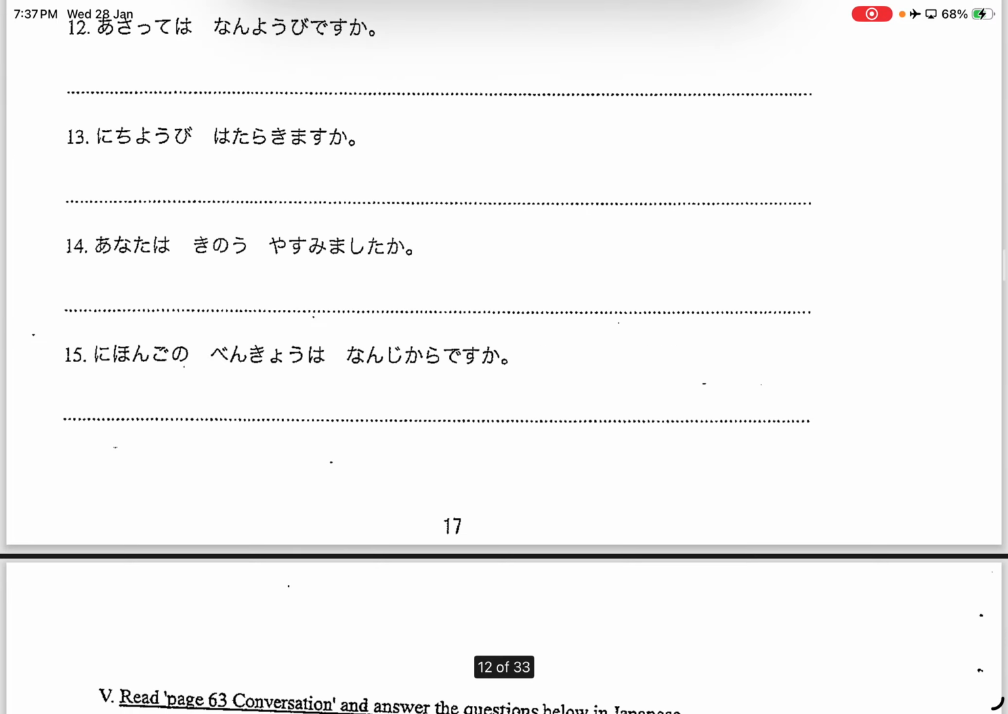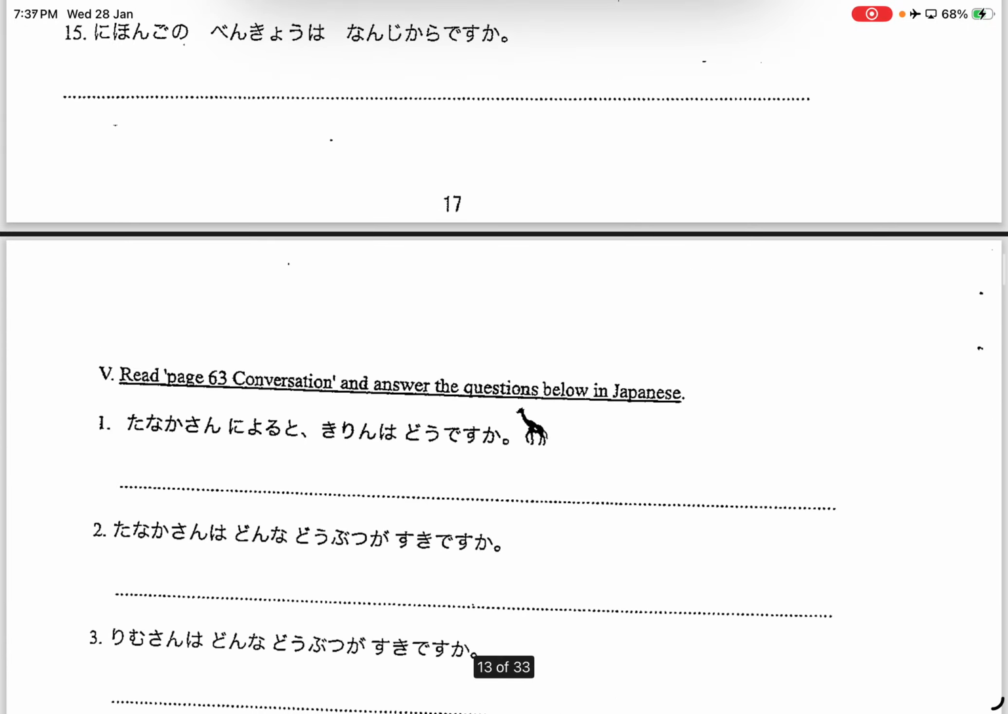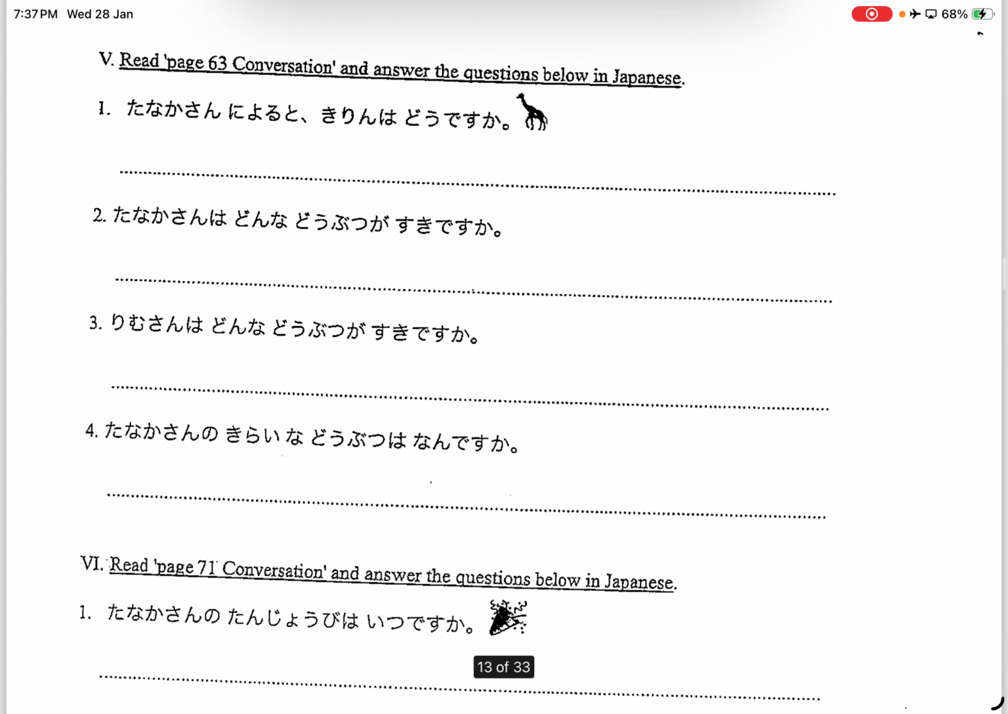I think it's no problem. The answer is okay. Number 15. 日本語の勉強は何時からですか。日本語の勉強は午後7時からです。Okay, very good. Right, so she mentioned 午後 right, the PM. Okay, now we go on to the open comprehension.